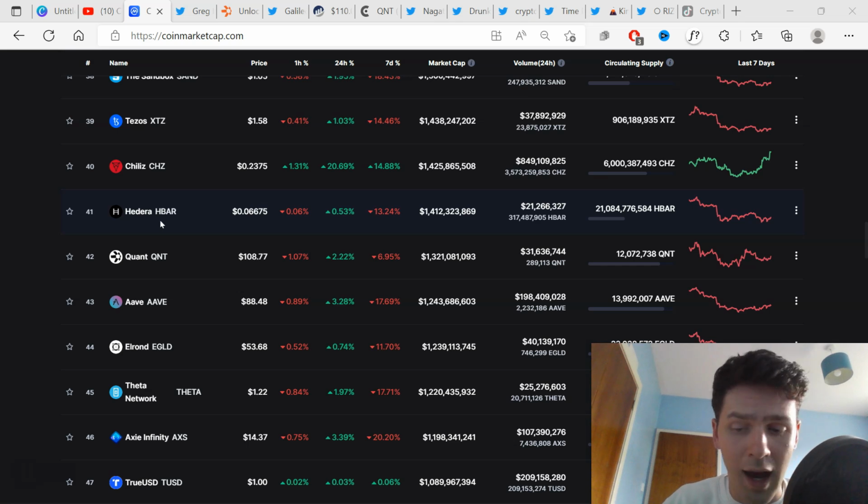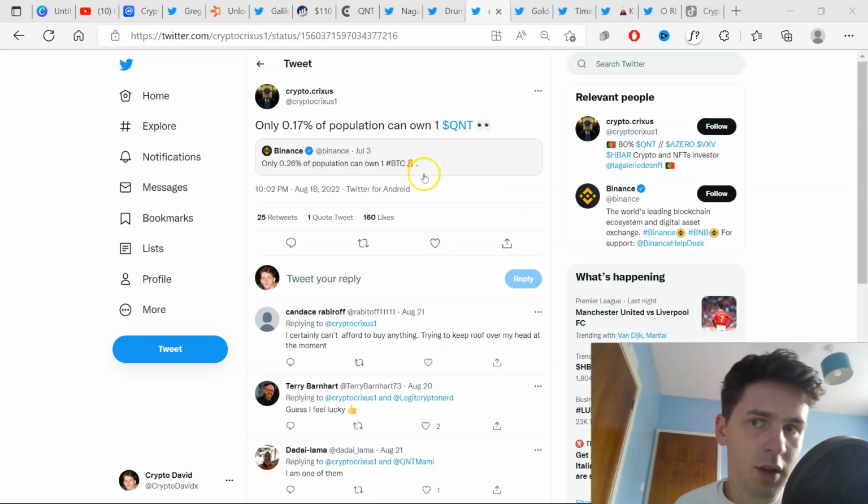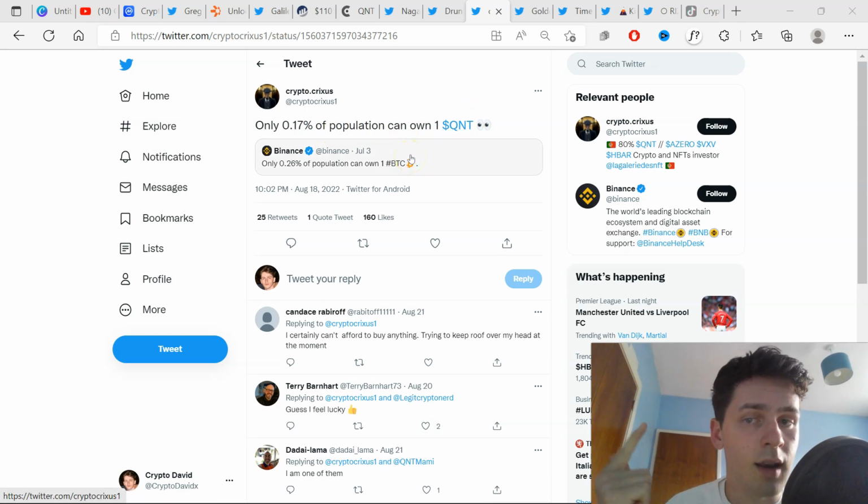You know, Google, IBM, LG, so many on that list that you think of. And when you think about Quant, do you think you know better than SIA, Nexi, KPMG, Oracle, and MIT, so many on that list? Do you think you know more than them? Here we have a tweet also saying only 0.17% of the population can own one QNT. It is like Bitcoin in terms of scarcity, but more scarce and has utility.